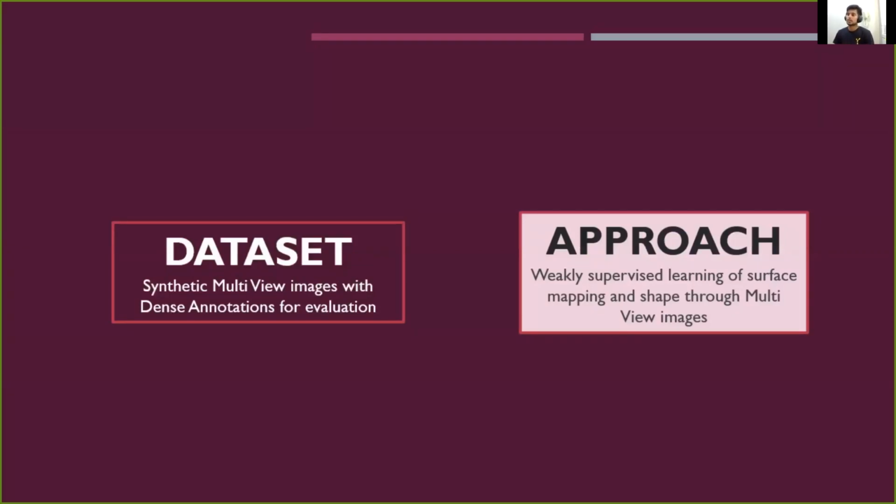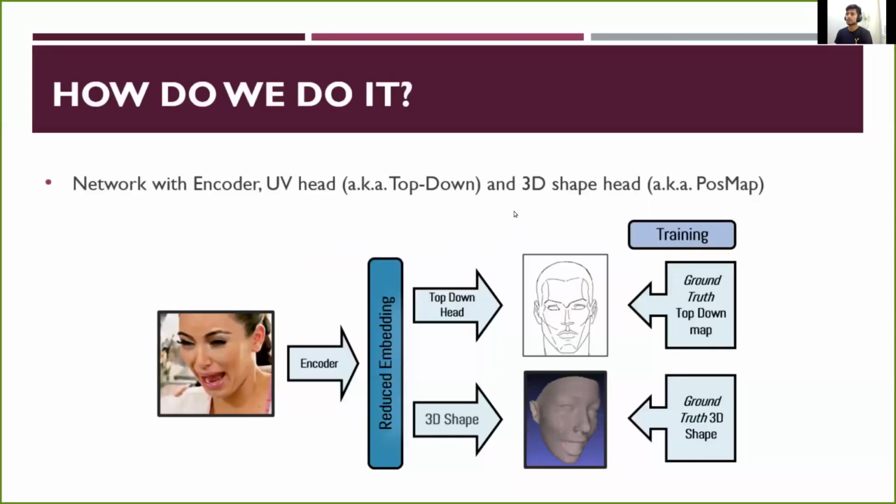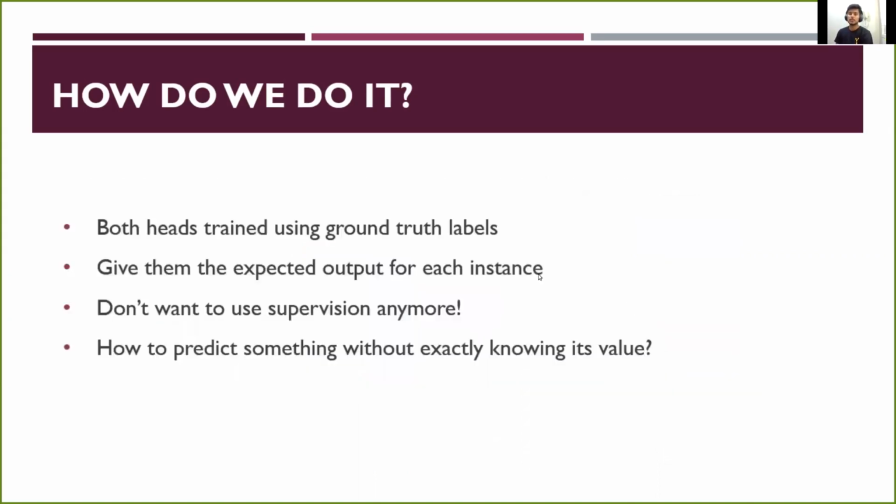Let's now move on to our approach and see how we tackle such a task. Let's look at a vanilla version of the model, which predicts both the top-down map and 3D shape from the same image. We would supervise it using the ground truth labels and train the individual heads. So all of this looks good. However, we don't want to use such supervision anymore. We don't want such dense labels. So the question remains how to predict something without exactly knowing the value.